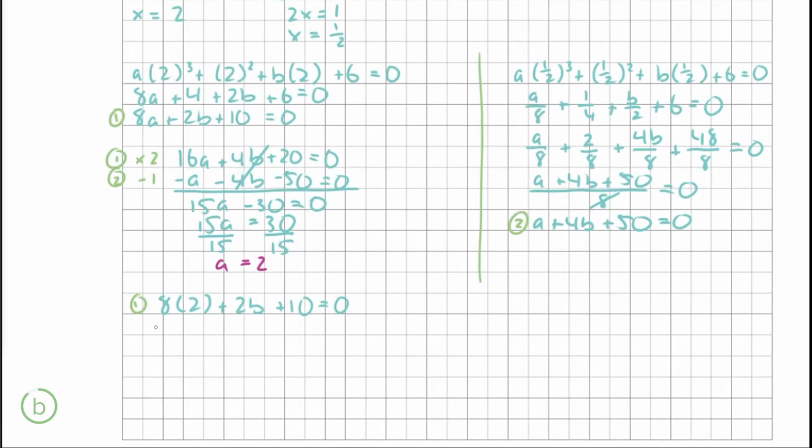And then it should look something like this, and we simply multiply everything out. Bring the 26 over to the other side. Divide everything by 2. And you'll get b is equal to minus 13. And there we have solved for the value of a and the value of b.